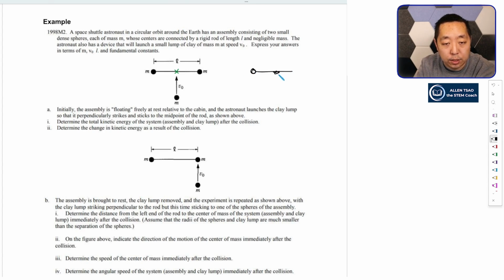Like this is going to be stuck to it, and this is going to be moving with vf. And we want to know how much kinetic energy is left. So we're going to treat it like impulse momentum, right, so conservation of momentum.